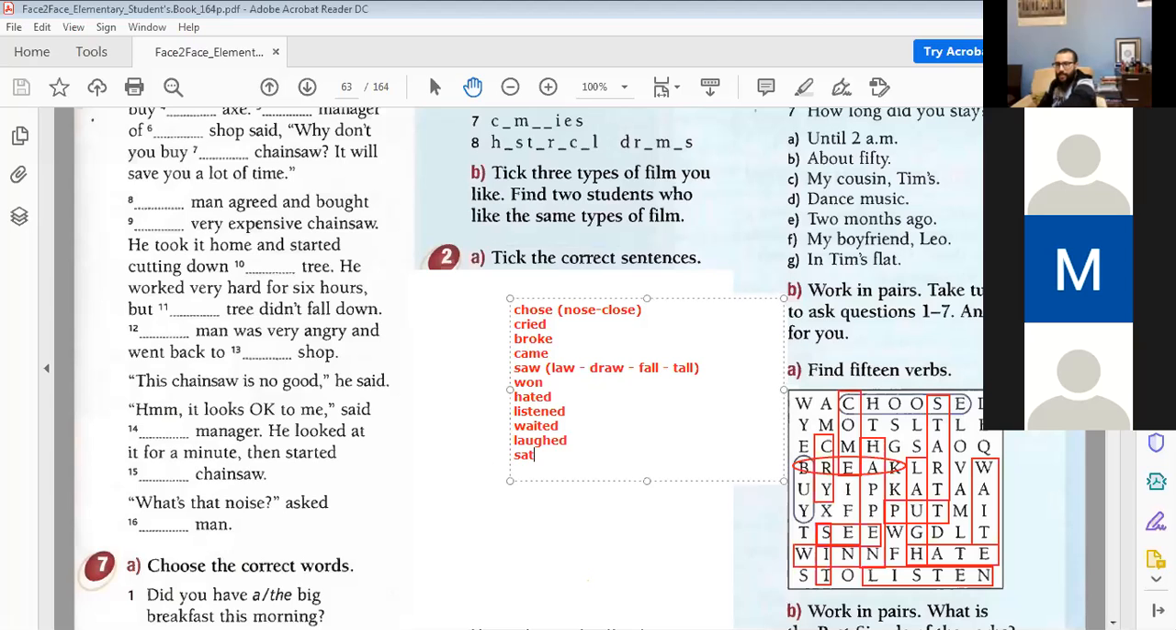Yes, Media? Listened. It's a D. Listened. No, it's with a D. Listened, not a T. But for example, laughed is a T. She laughed with a T. But listened with a D. Yes. Laughed, listened. Sit, sat.